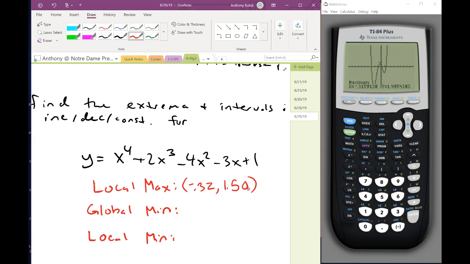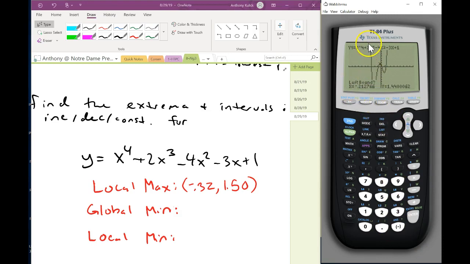Let's find the locations of these 2 minimums now, or 2 minima, I should say. So I'm going to go back and repeat the same process, but this time instead of picking the maximum command, I'm going to pick the minimum command. So remember, to access that calculate menu, we press second and trace. We'll select this time the minimum command. And let's find the global minimum this time.